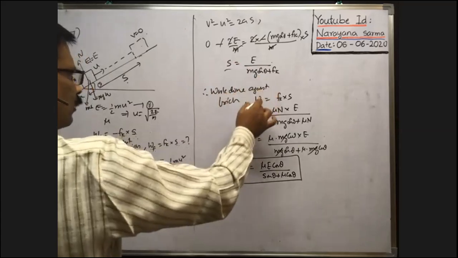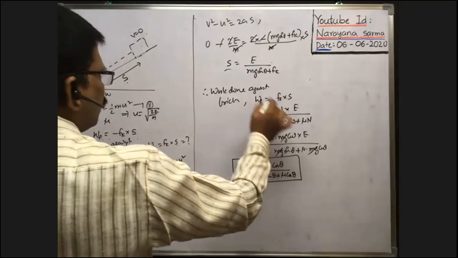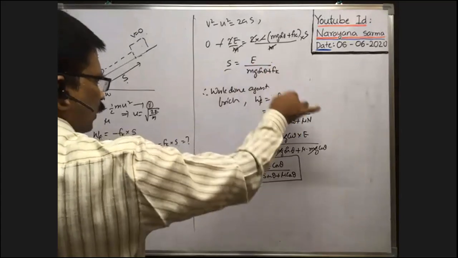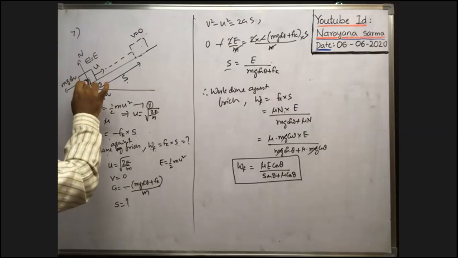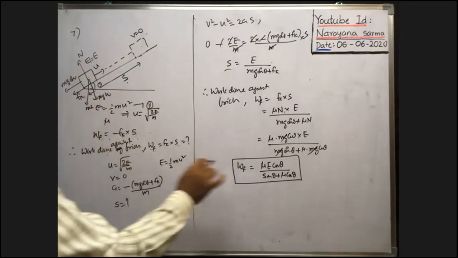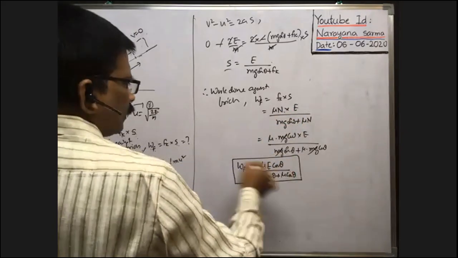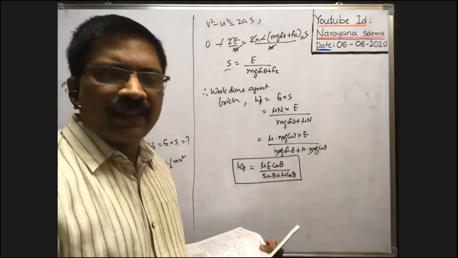Therefore, work done against the friction is equal to friction force Fk into S. Fk means mu into normal reaction into S. You substitute. The normal reaction acting on the block, which is perpendicular to the plane of contact, is equal to mg cos theta only. That's why instead of N you substitute mg cos theta and simplify. You will get the result like this. So this is the work done against the friction.